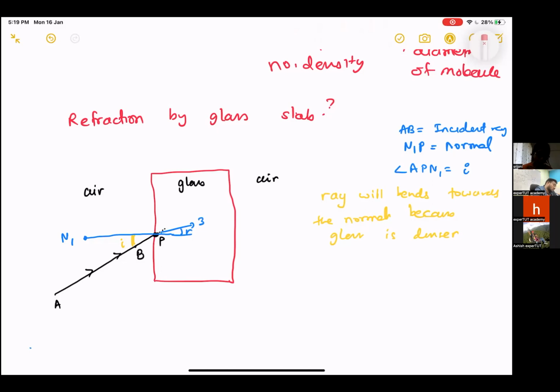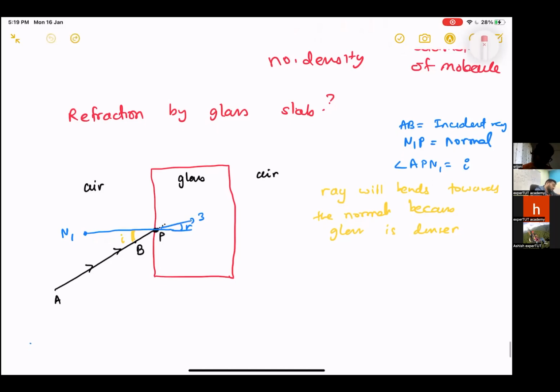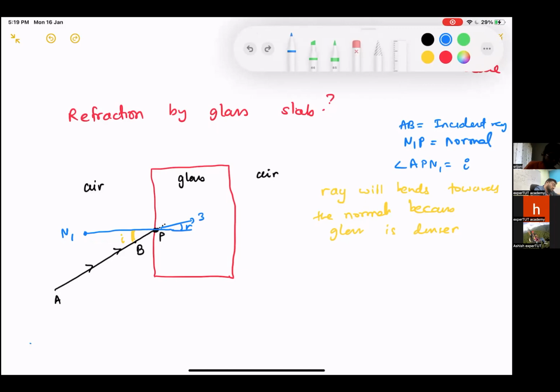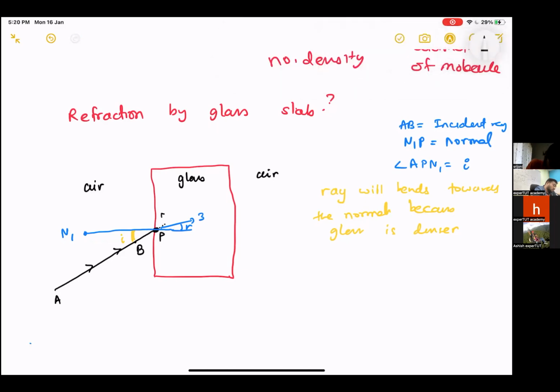Now let's do one thing, this ray was going forward, no? So I'll take it forward to point Q. Okay. Angle QPT is called the angle of refraction. Yeah, angle of refraction.